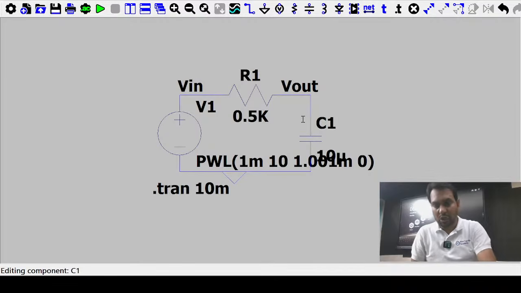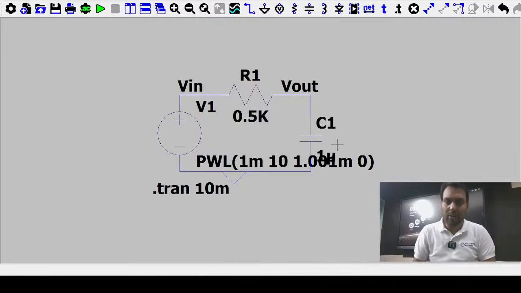So that time constant is 0.5 k into 1 micro, that is 0.5 millisecond. Okay, so I am just thinking in a way that T2 minus T1, the pulse width, is far greater than the time constant, that is 0.5 millisecond.